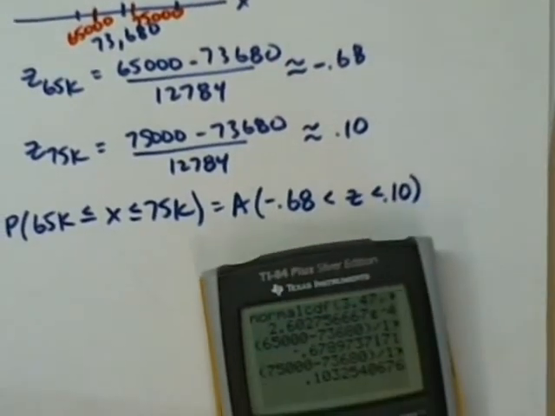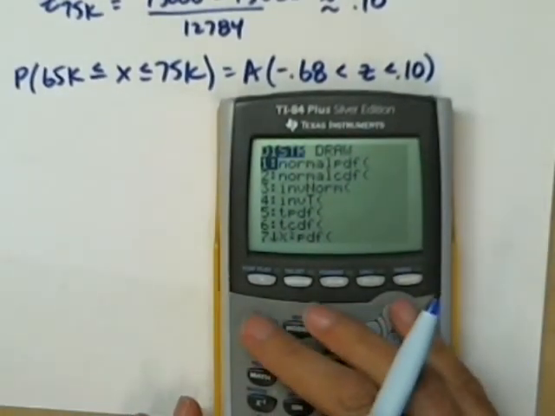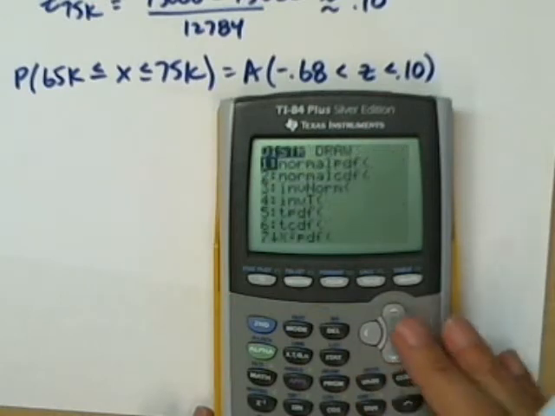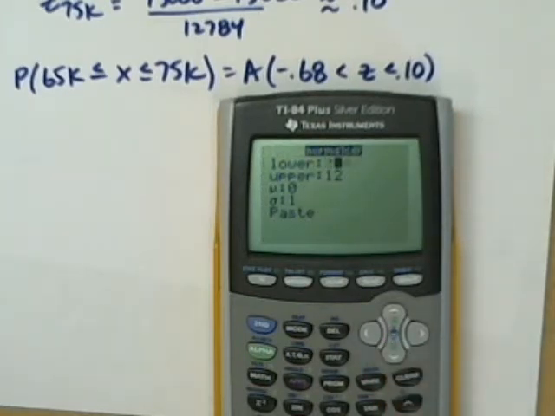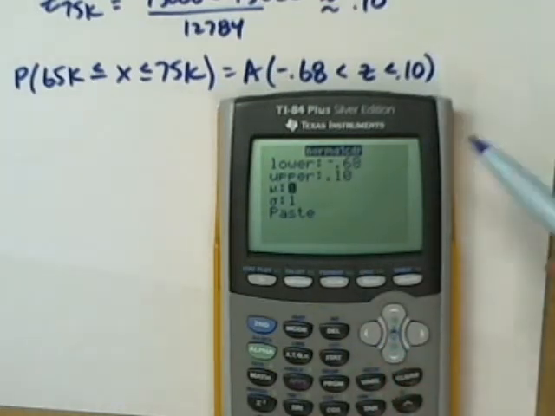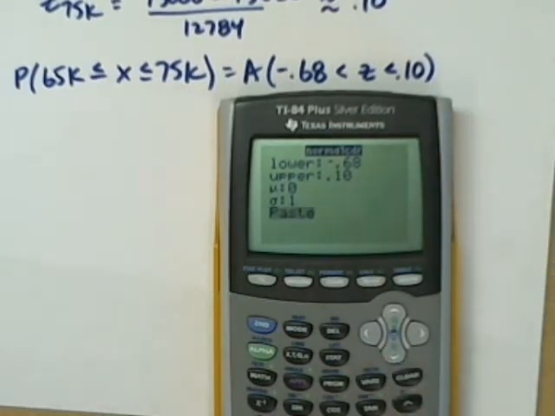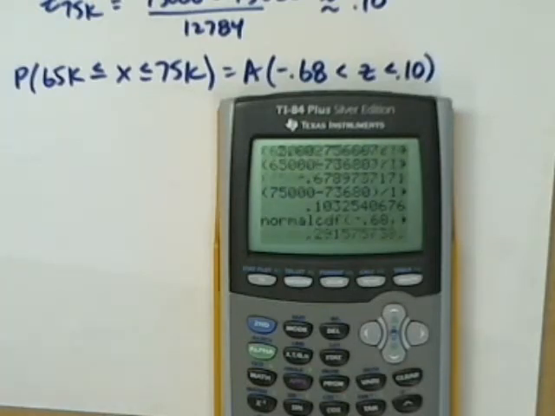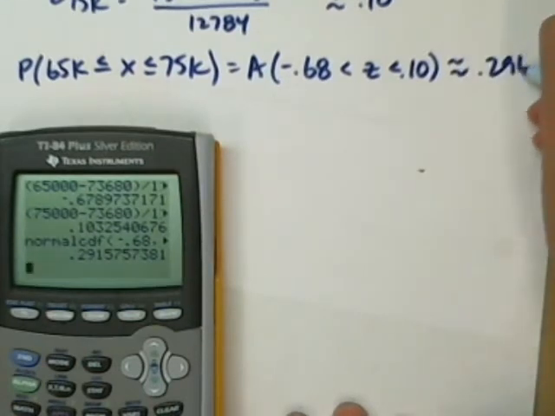So I can just go ahead and in my calculator go to the distribution menu. Did you see how I got there? Let me do it one more time. I go to the distribution menu, which is right here. I'm going to pick normal CDF. I'm going to accumulate for C, the area. My lower z-score is negative 0.68. My upper z-score is 0.10. I'm using z-scores, so I do want a 0 and a 1 for the mu and standard deviation. I hit paste and enter, and I end up with an area of about 0.2916 or 29.16%.